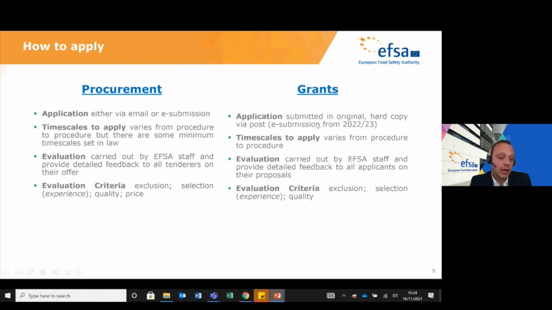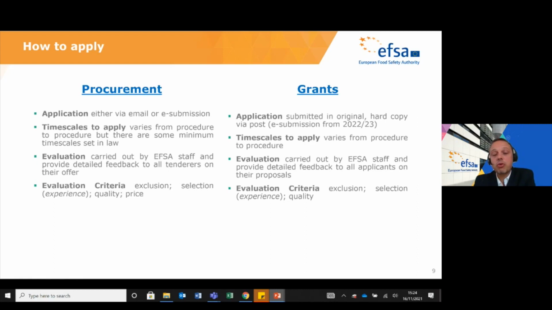When we look into grants, we have a different way of applying at the moment. Applications for grants in response to our calls are done in original hard copy, by post or by courier. EFSA aims, however, to align to the procurement methodology, and we are looking into having in place an e-submission tool also for grants in the near future.